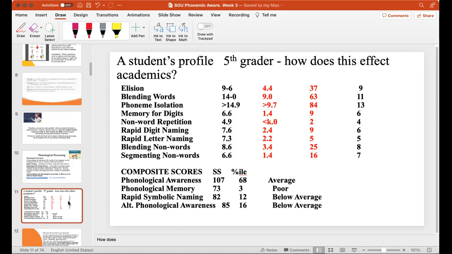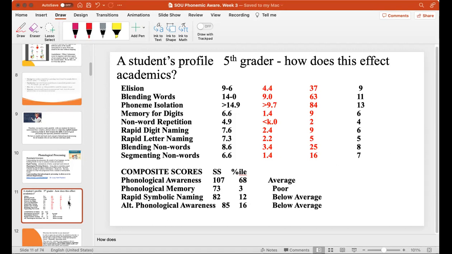And so what we want to do is look at composite scores. So phonological awareness is, can she hear the sounds? Can she pull sounds apart from a word? Can she pull them apart, take a sound out, and reconstruct the new word? Can she hear a whole bunch of sounds and put it into a word? And that was absolutely strong enough. She got in the average range, 68th percentile.